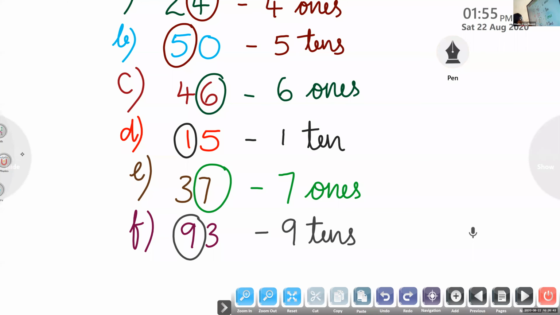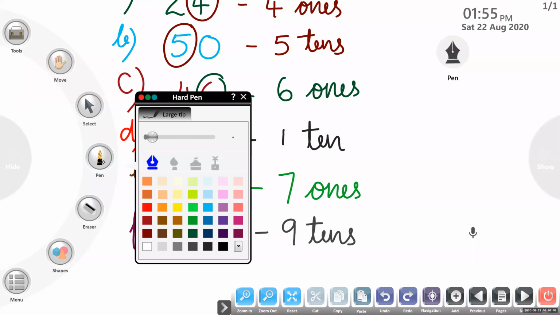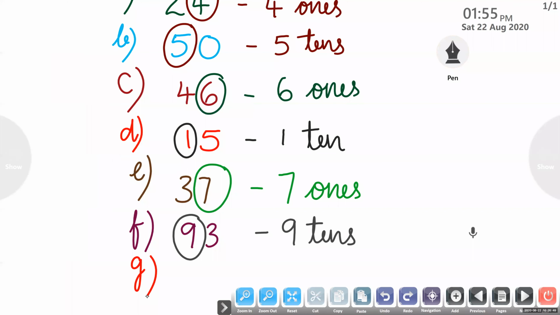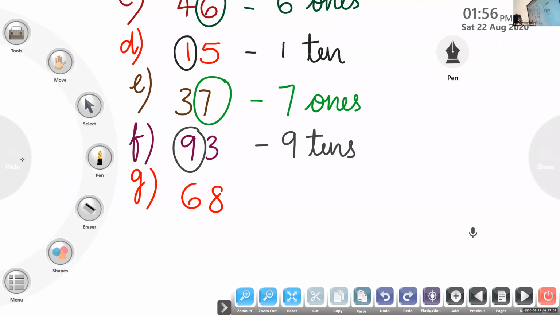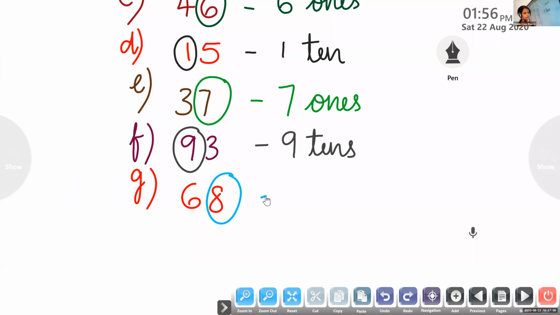Then we have G. The number is 68. And the digit which is inside the circle is 8. 8 ones. Very good. We have the answer: 8 ones.